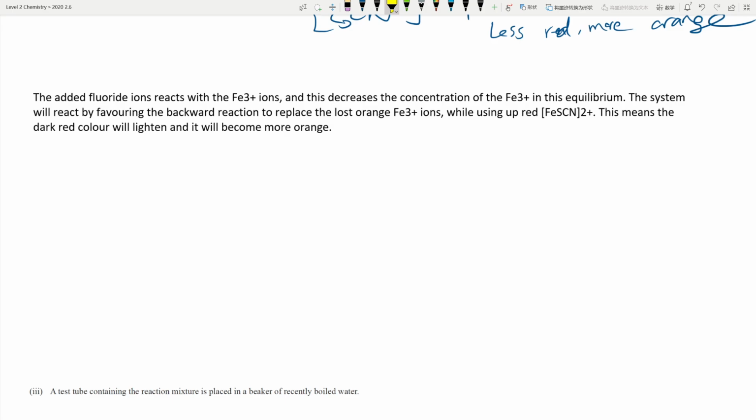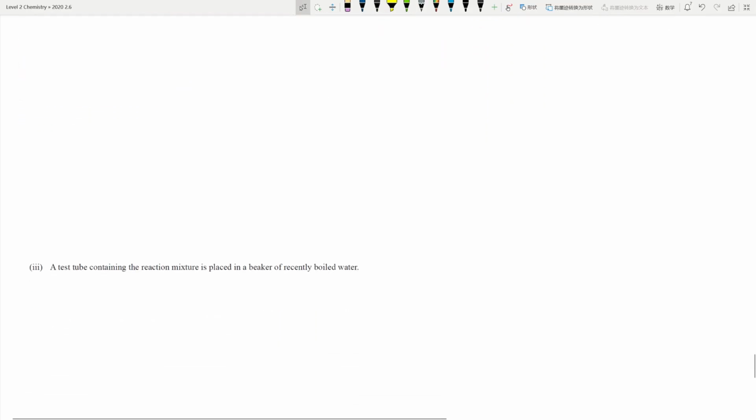All right, so because added fluoride reacts with the Fe3+ ion, so there's a decrease in Fe3+ concentration, which means it's no longer at equilibrium. It shifts backwards to favor the reverse reaction, which uses up the red FeSCN2+. That means the dark red color will lighten up, and then you will get more orange color.